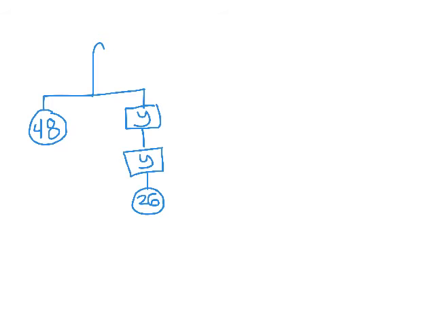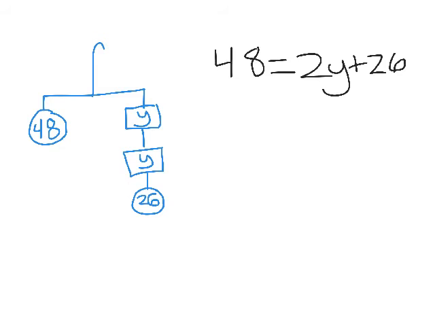Let's try another one. Go ahead and write down what you think the equation is, and then let's solve. Do you think this is going to be 48 equals 2y plus 26? That's what I think, because we have 2 y's, and then plus a 26 equaling a 48. Now, let's solve this. So our first step should be to get rid of that 26 so that we only have those 2 y's to worry about.